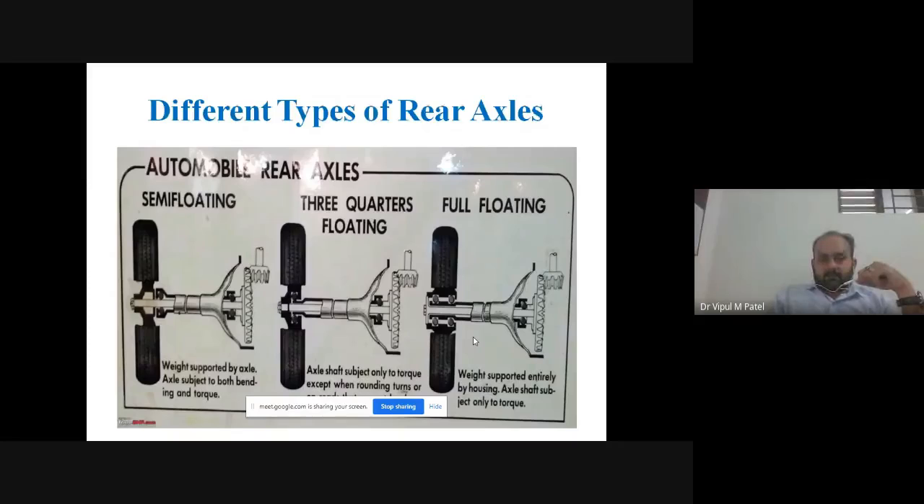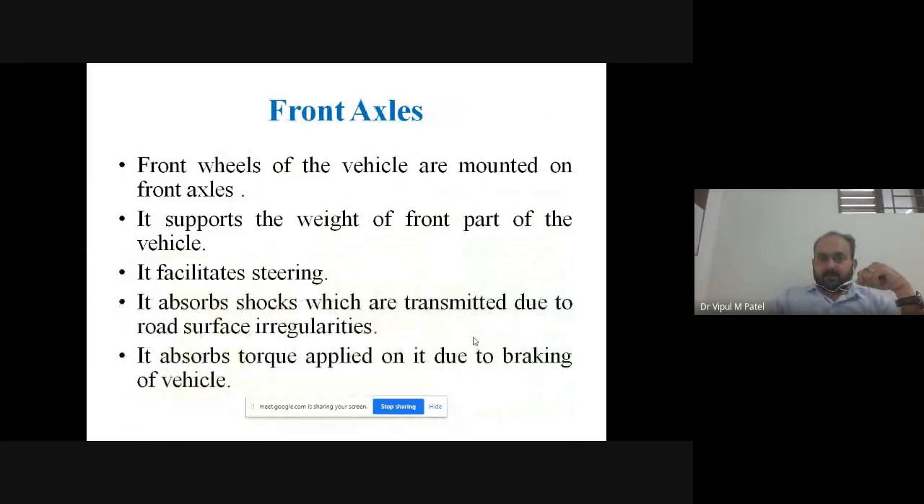Now front axles. The front wheels of the vehicle are mounted on the front axles. It supports the weight of the front part of the vehicle, and it facilitates the steering also. It absorbs the shocks which are transmitted due to the road surface irregularities, and it absorbs the torque applied on it due to the braking of the vehicle, right?